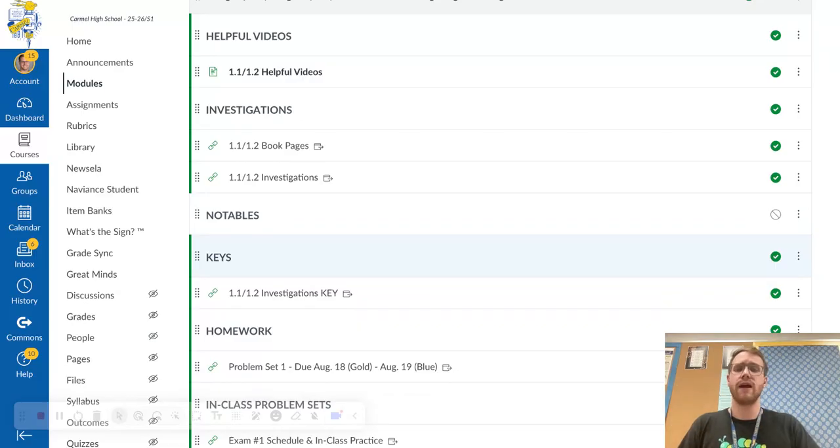I typically tell parents that when I get an email, I'll respond by the end of the next school day. So if you email me on a Monday, then you should likely hear back from me before the end of that Tuesday, that following day. If you email me on a Friday, you'll most likely hear back from me by the end of the following Monday that week. But yeah, if you have any questions, please feel free to send me an email.